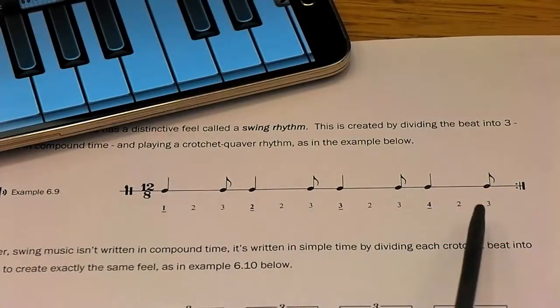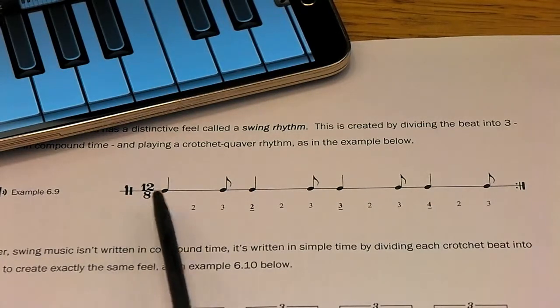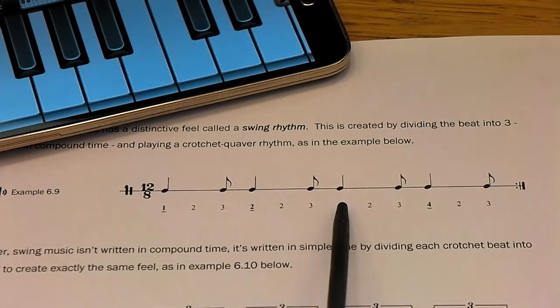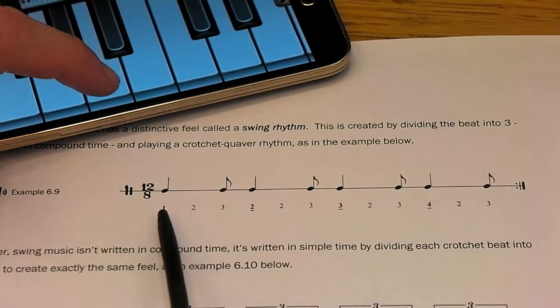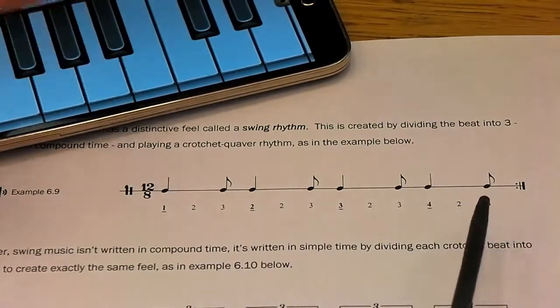A swing rhythm written in 12-8. 12-8 gives us four beats to the bar, each divided into three. And as we said, the swing rhythm plays on the first and third subdivisions of each beat. 1, 2, 3, 2, 2, 3, 3, 2, 3, 4, 2, 3.